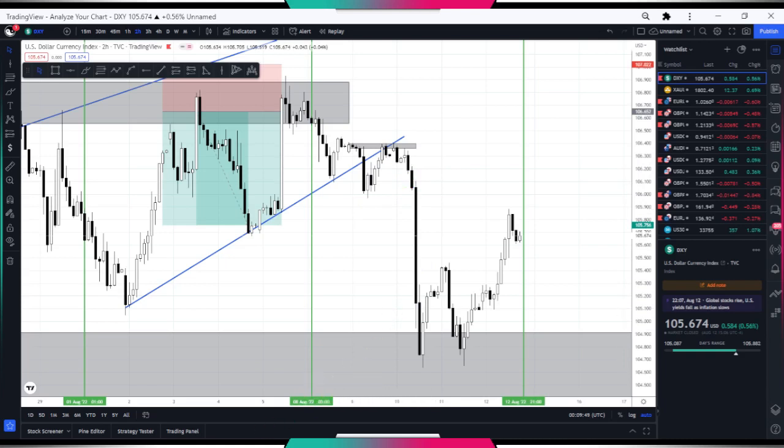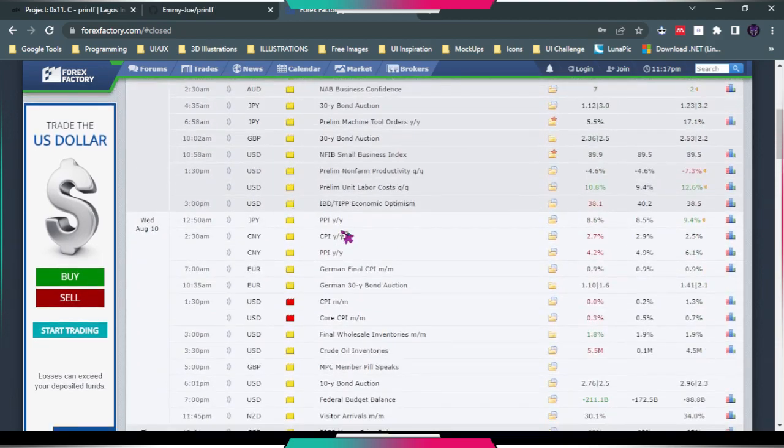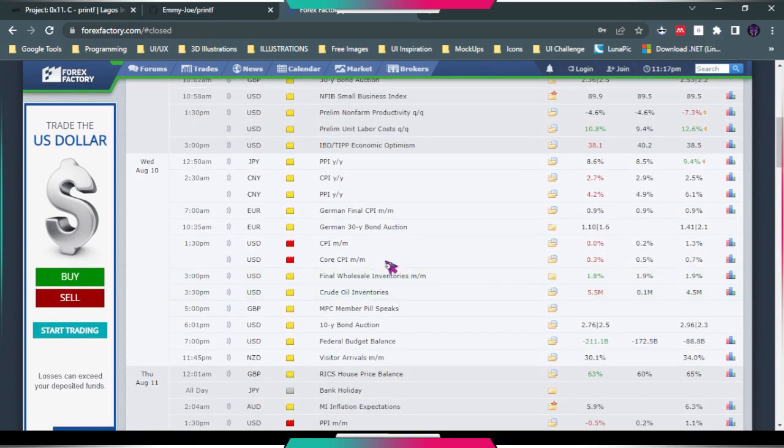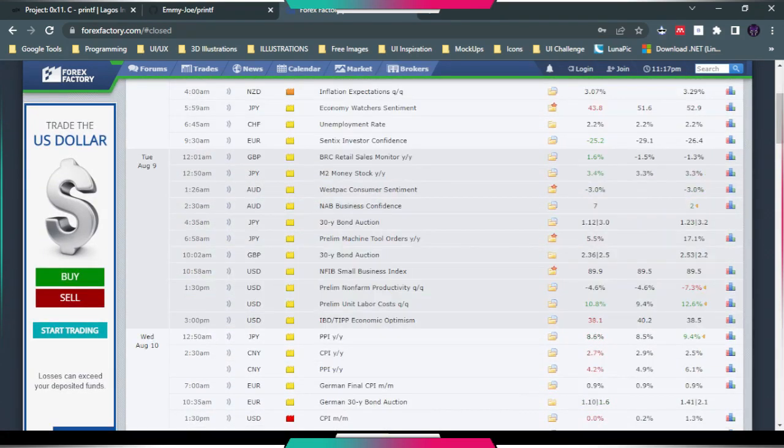On that Wednesday, we had a news release for the dollar, and it was the CPI, Consumer Price Index, which is a very significant move. And for the month of August, the actual percentage was lower than the forecast and even lower than the previous. This was the major cause of that bearish move.